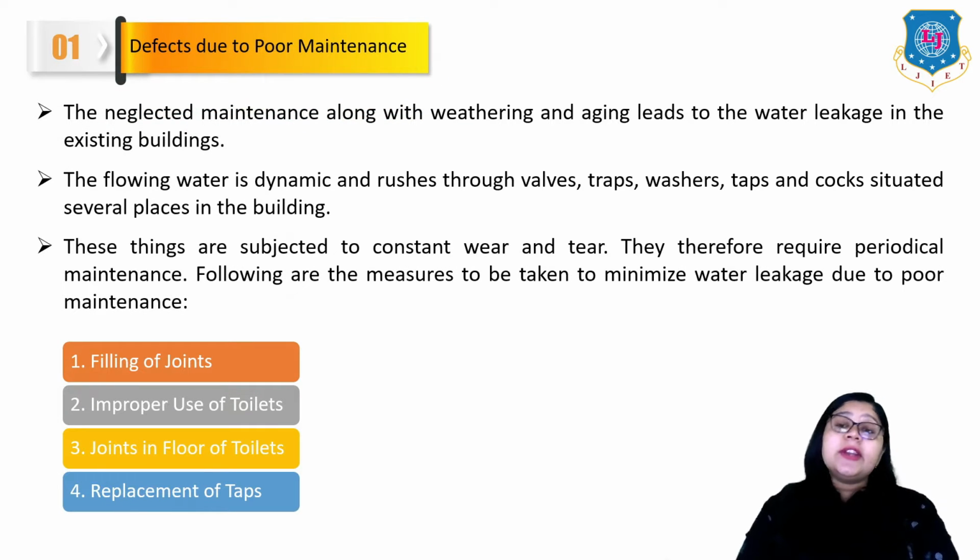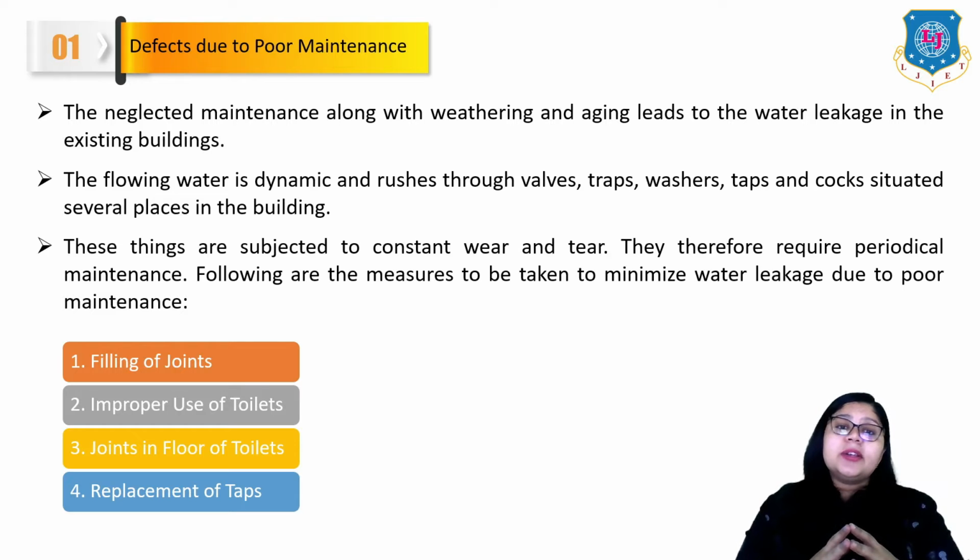So here the first one is the defects due to the poor maintenance. The neglected maintenance along with weathering and aging leads to the water leakage in the existing buildings. The flowing water is dynamic and rushes through valves, traps, washers, taps and cogs situated in several places in the building. These things are subjected to constant wear and tear and they therefore require periodical maintenance.